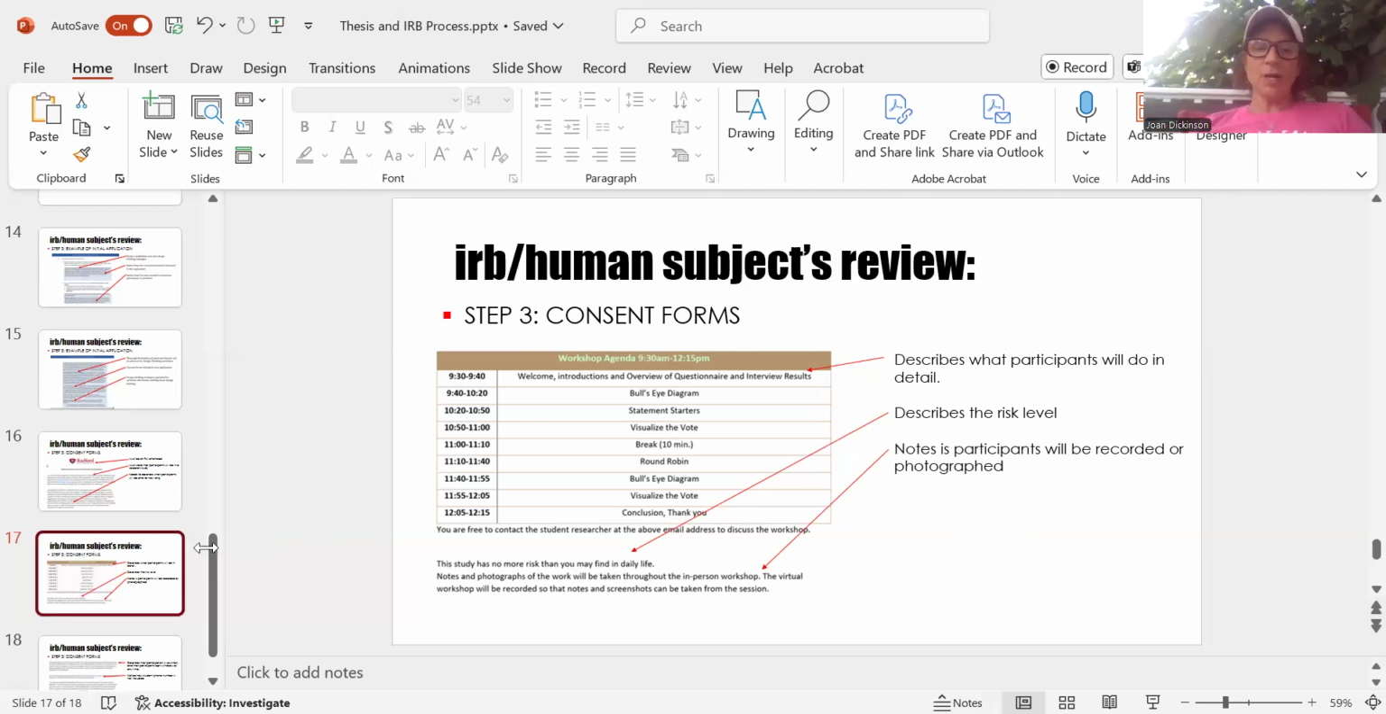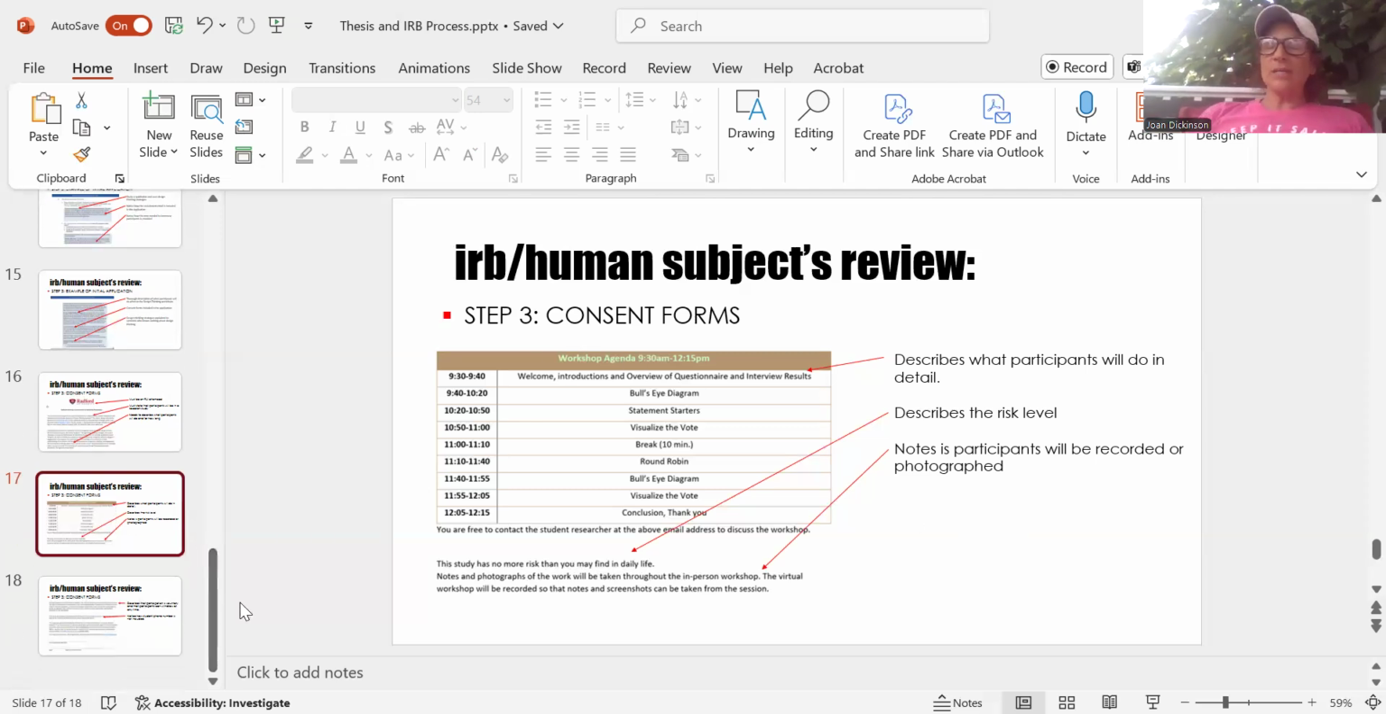Now, one thing that's really nice is that the IRB at Radford University does have examples of consent forms, and I've posted those on D2L. So you don't have to start from scratch. They have a consent form. You can merely use the consent form and then fill in parts that are relevant for your particular study. So they do have consent form templates, which is excellent.